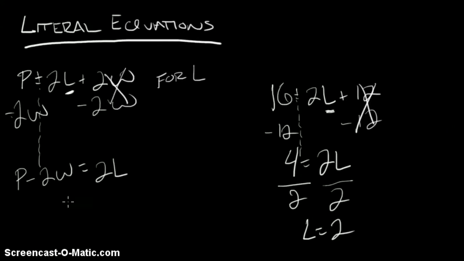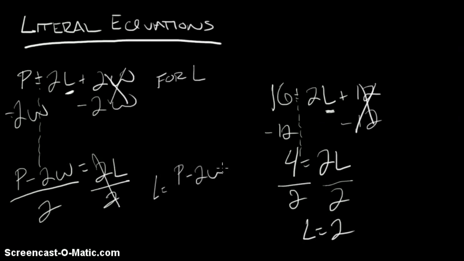Now we only have one more step. You see here, our last step when we had 2L, we divided by 2. So let's do that again. We're going to divide everything by 2. The 2's cancel out over here, and now this right here is going to be our answer, and I'll write it for you. It'll be L equals P minus 2W over 2.